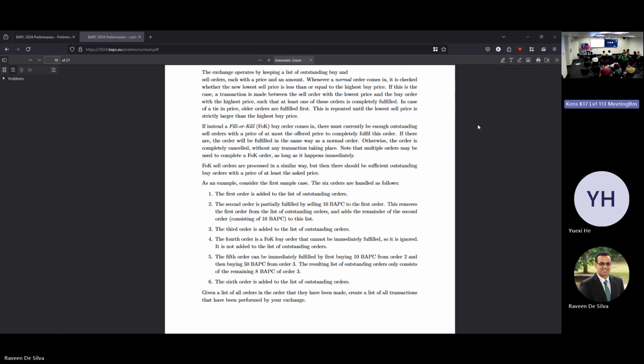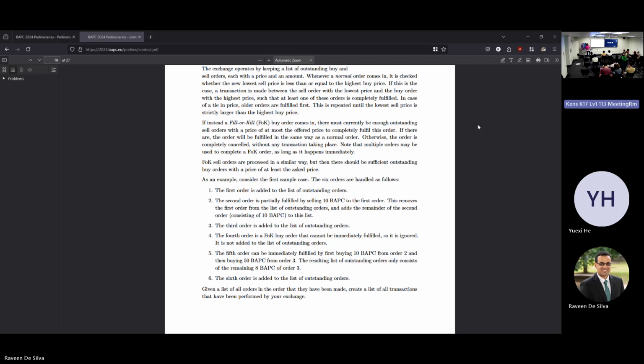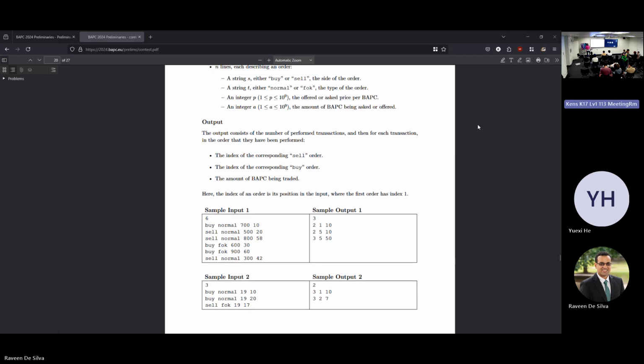Okay, so the second order is to sell 20 of this stock. There is a higher buy price for 10 of this stock, so we fulfill that order to completion, and now all that's left is an offer to sell 10 of this stock. Next, the third order is to sell yet more of the stock at an even higher price, so that just gets added to the total. Next, we have a buy order, fill or kill, wanting to buy 30 at price 600.